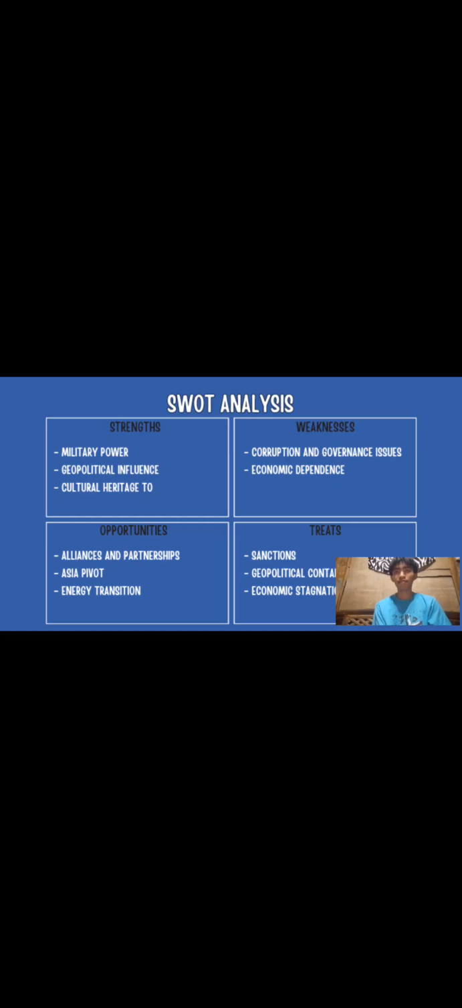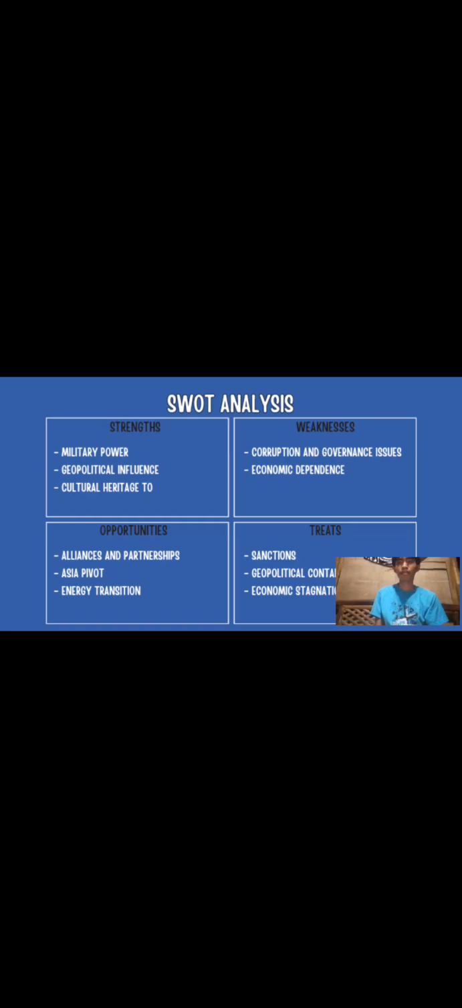Strength. Military power. It has a large and experienced military, including a vast nuclear deterrent, and maintains military superiority in certain regions such as the Arctic. Next, geopolitical influence. As a permanent member of the United Nations Security Council, Russia has significant global political influence and has expanded its presence in the global south.